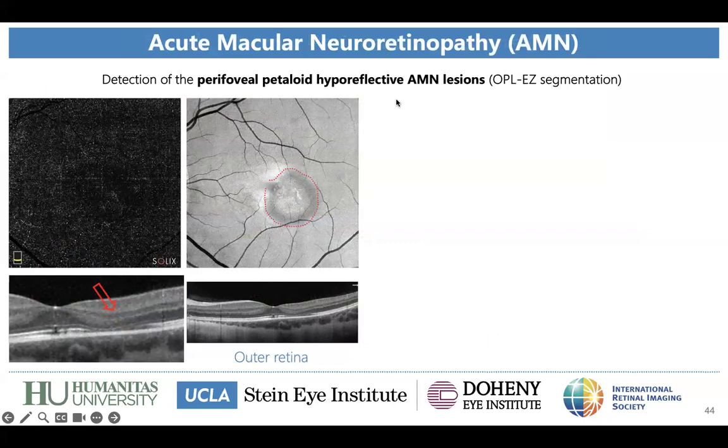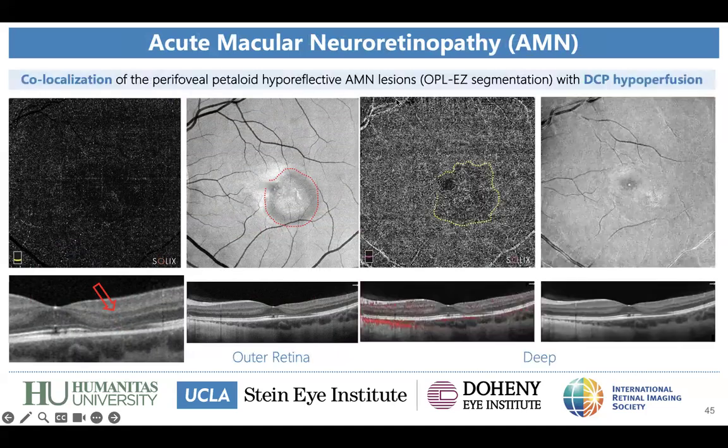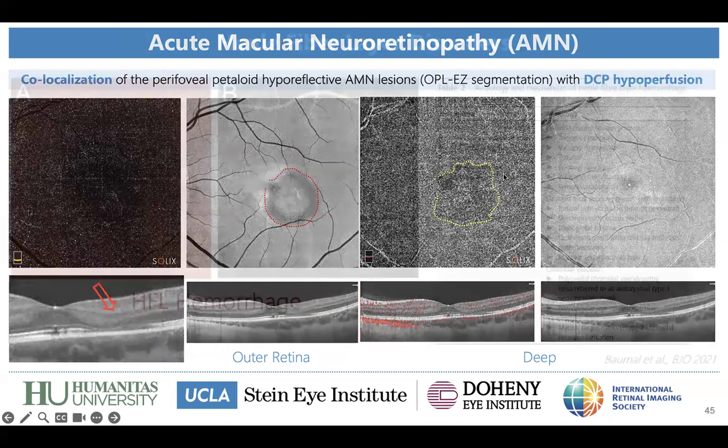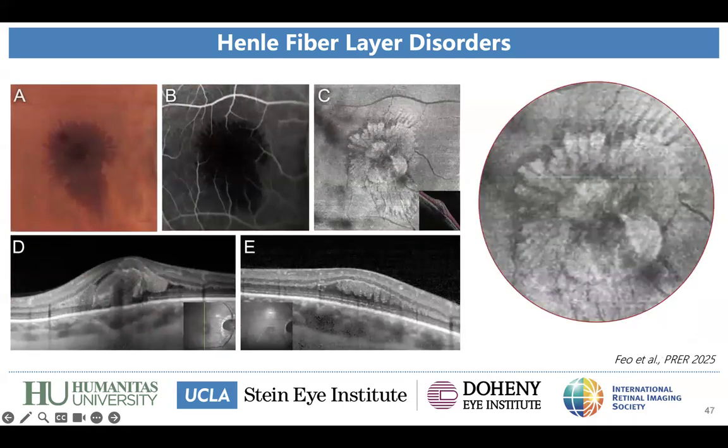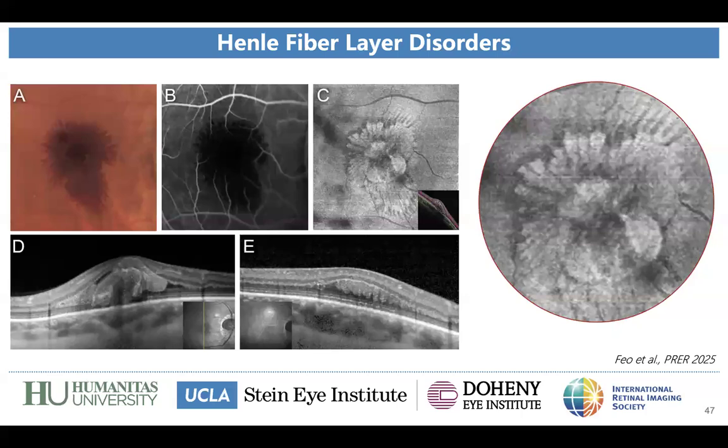Another example of the application of alpha-OCT is the detection of the typical perifoveal petaloid hyperreflective lesion in the context of acute macular retinopathy, and also for the co-localization of this lesion with deep capillary plexus hypoperfusion, correlating these slabs at the level of the outer retina with the deep alpha-OCTA slabs. Also, just an example, in the very wide spectrum of Henle fiber layer disorders, this is an example of Henle fiber layer hemorrhage, which can be associated with a very heterogeneous spectrum of etiologies. And again, alpha-OCT can beautifully show the petaloid pattern of these hemorrhages at the level of the outer middle retina in these cases.